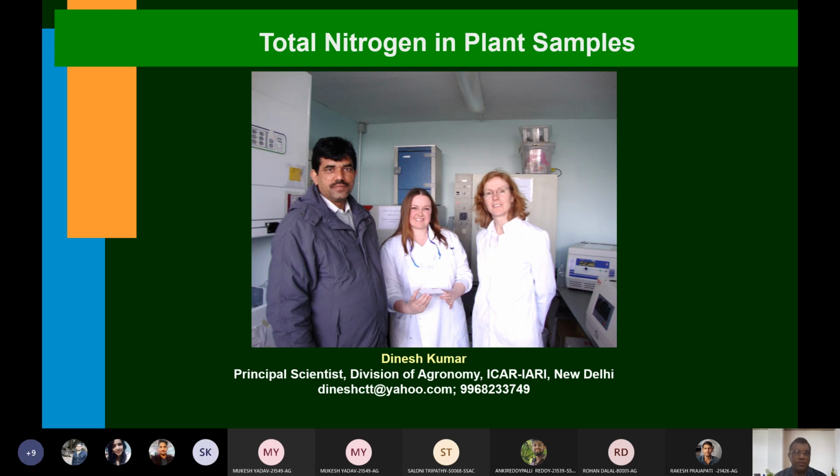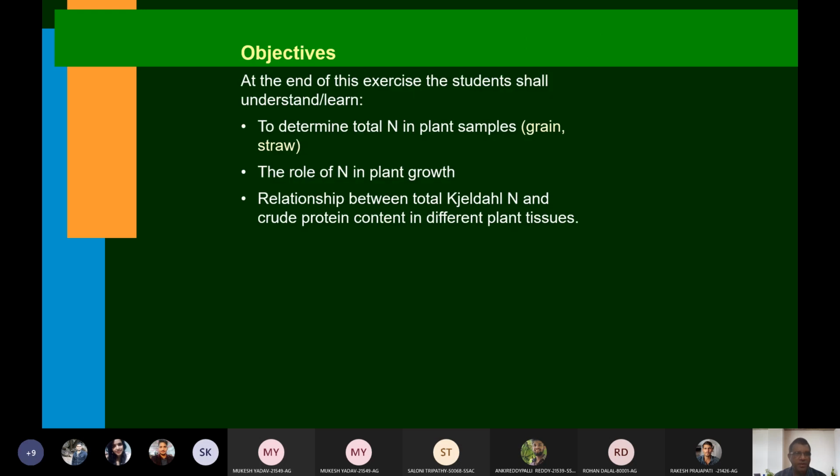But today we are going to discuss just total nitrogen in plant samples, and it is done by the Kjeldahl method. You must have heard this name. The objective of this practical is to determine total nitrogen in plant samples, whether it is grain or straw or maybe simply dry matter. We will discuss in brief the role of nitrogen in plant growth, and the relationship between total Kjeldahl nitrogen and crude protein content. And besides this, I would also touch upon certain aspects related to nitrogen availability in soil.